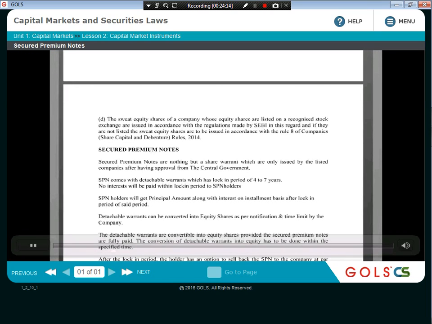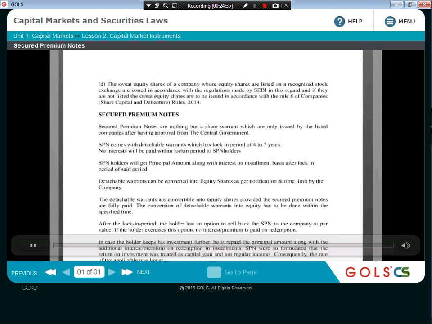So the next part is secured premium notes. It's nothing but a share warrant. It can be issued by listed companies. It comes with detachable warrants, lock-in period of 4 to 7 years. So see, these are all regulatory aspects. These are all rules, which are basically conditions prescribed by law. There is no way of getting around it. You just have to remember it. Detachable warrants means there is a booklet where there are detachable pages. Basically means you can tear it off.